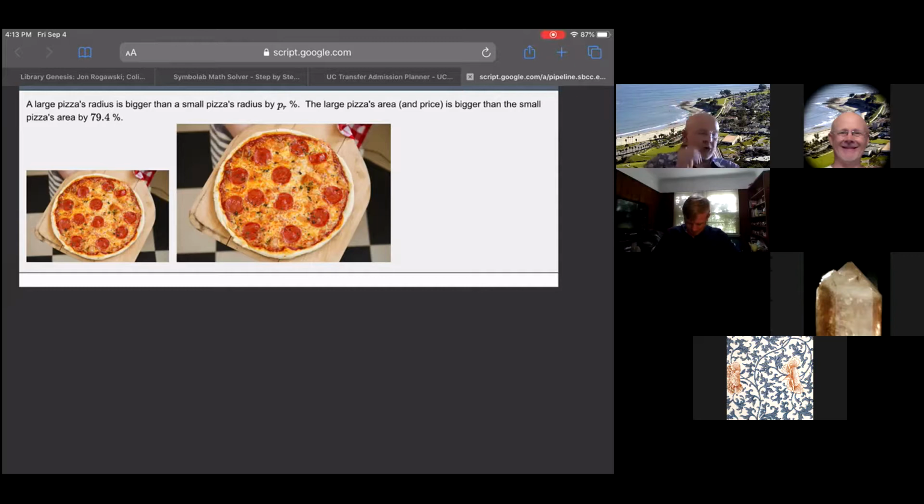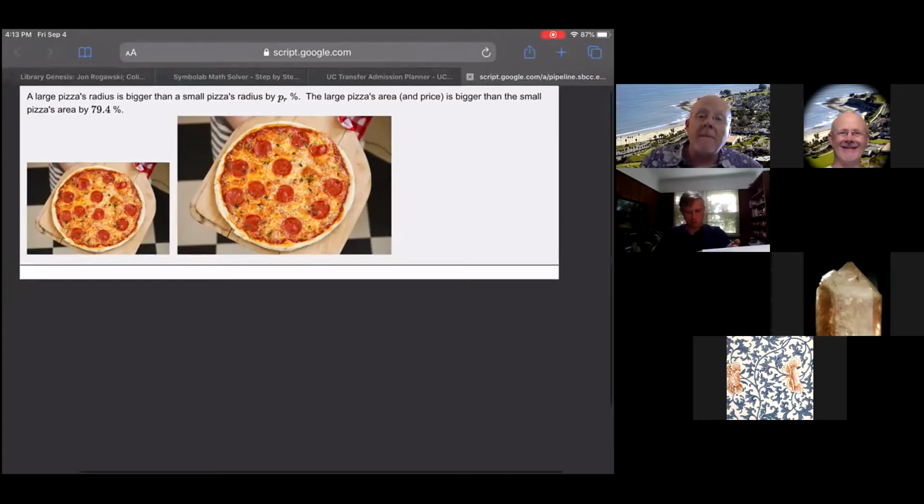Okay, so I'm just going to draw two circles, and then later on you'll see them. Okay, and I'm going to put P sub R percentage. The large pizza's area and also its price is bigger than the small one's area by, let me just write that number down, 79.4%.